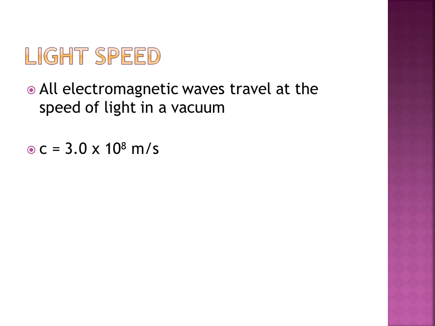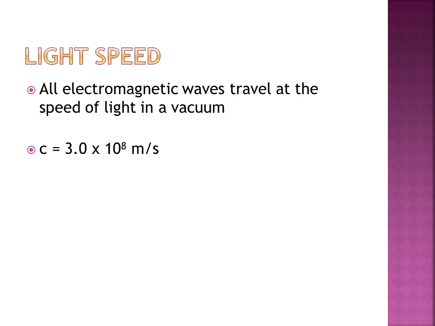One of the main characteristics about electromagnetic waves is that they all travel at the speed of light when they're traveling in a vacuum. And again, vacuum's just empty space. The speed of light is 3.0 times 10 to the 8th meters per second. No, don't memorize that. I'll always give it to you. But that is an important constant to be aware of.